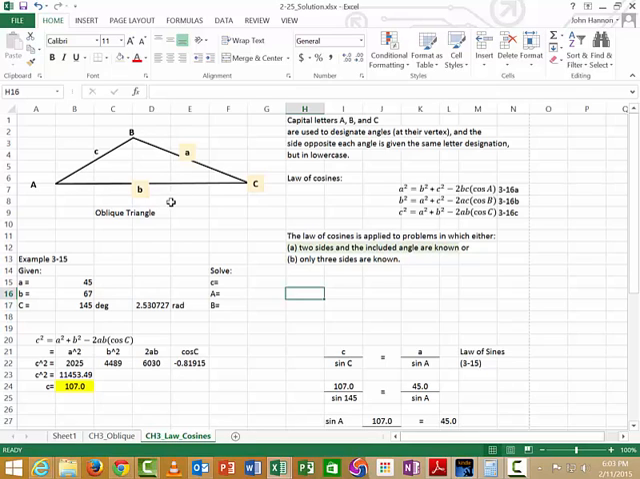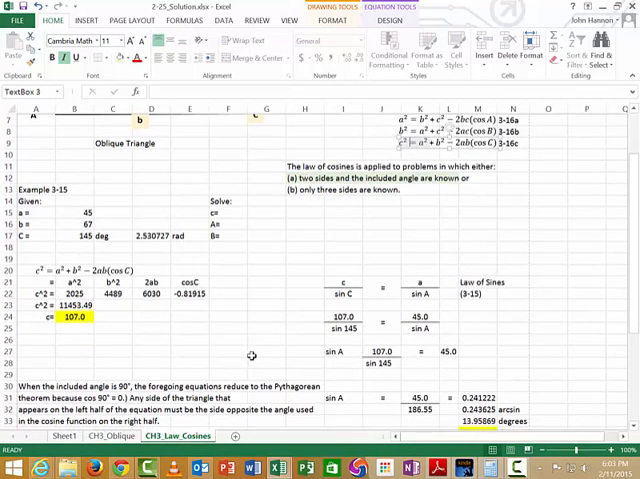So what do I want to solve? I want to solve for C, and I look through the law of cosines and I see one right here that says C squared. So I used that formula.